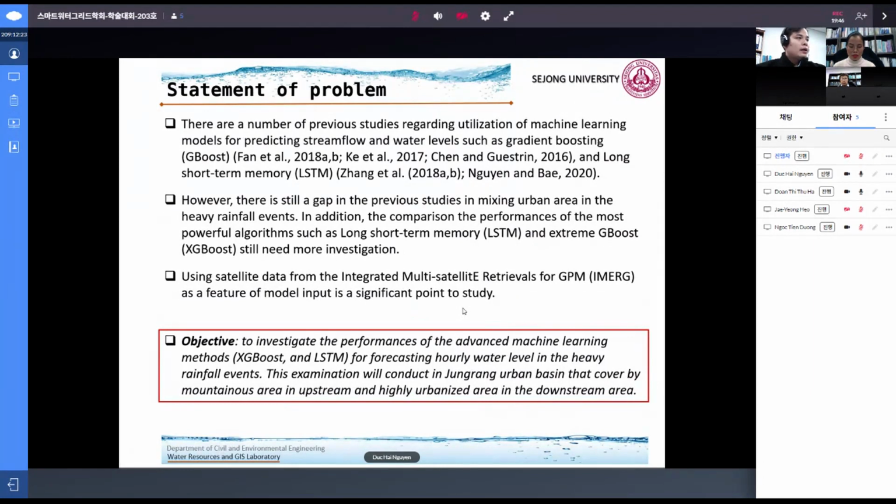My objective for this study is to investigate the performance of advanced machine learning methods for forecasting hourly water level in heavy rainfall events. This examination will be conducted in the Chungrang urban basin, which is covered by mountainous area in the upstream. The upstream has a low urbanized area, and the downstream area is highly urban.